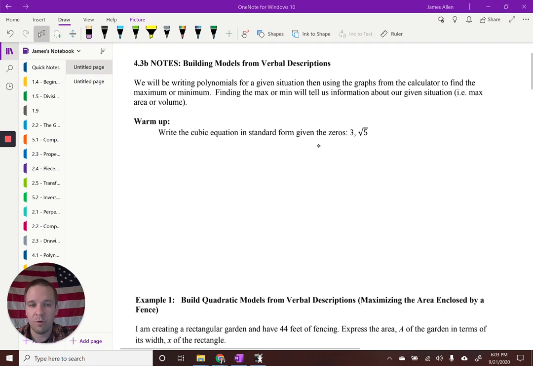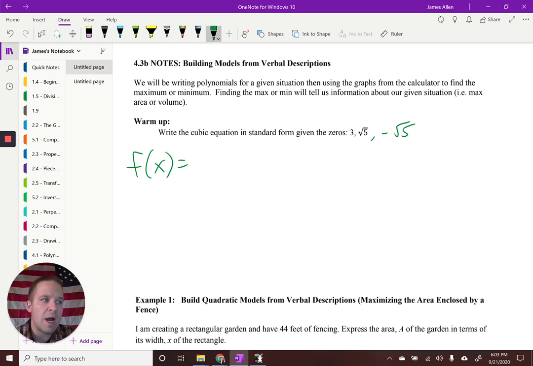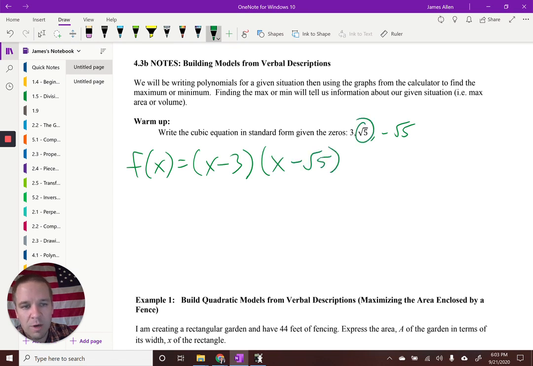So if we have root 5, we should also have negative root 5. Don't forget that, right? So I'm going to have my cubic equation here. I'll call it f of x equals x minus 3. Then we'd have x minus root 5, which is this one, right? And then I'd have x plus root 5. Wonderful.